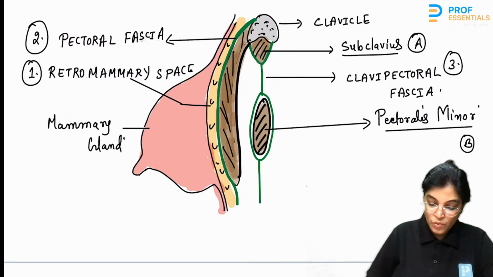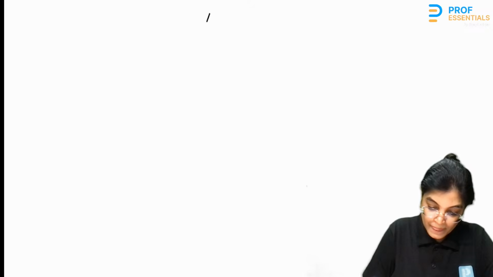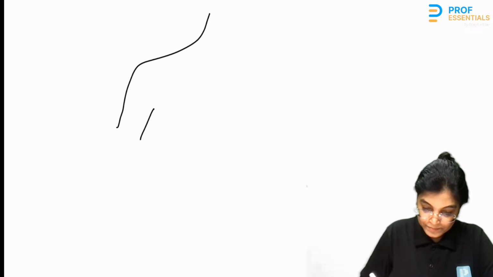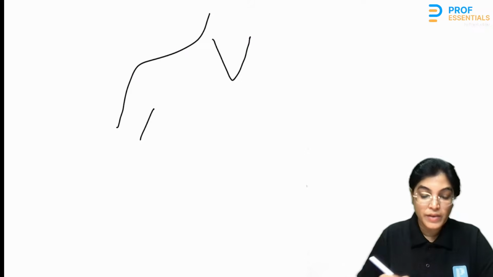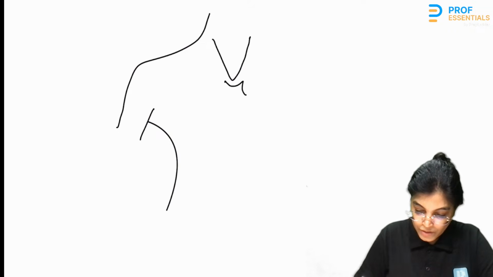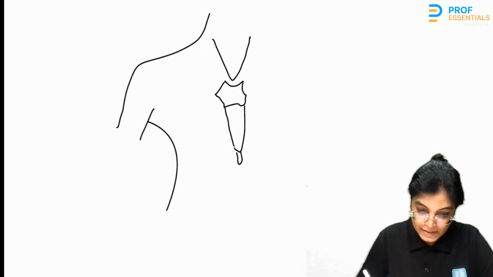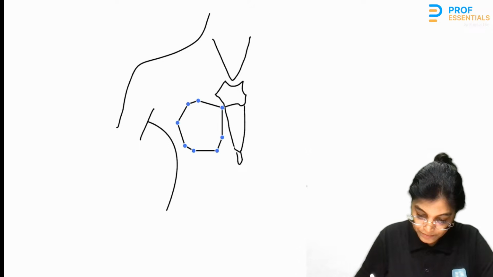Okay, so let's draw one more diagram. I want to draw one more diagram, my dear students. So draw another diagram, just an outline. Here what I am drawing is the manubrium sterni. Got it? And this structure will be the mammary gland.